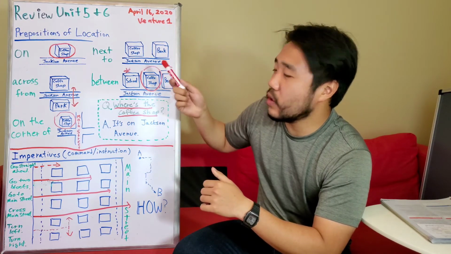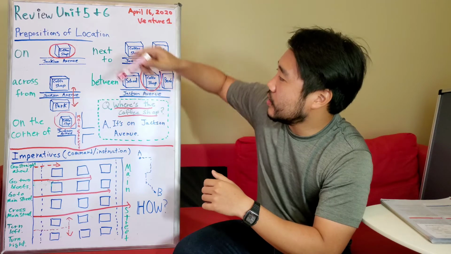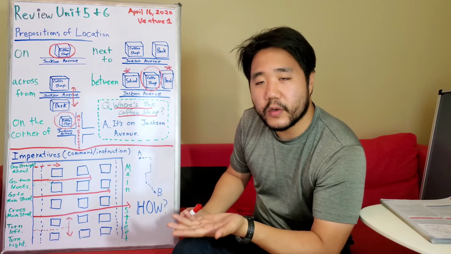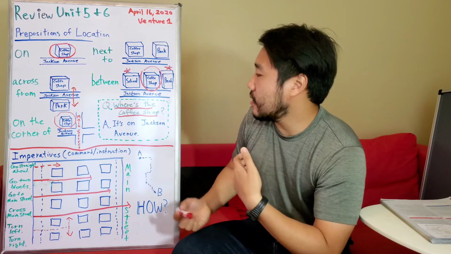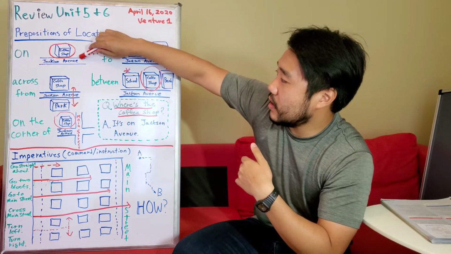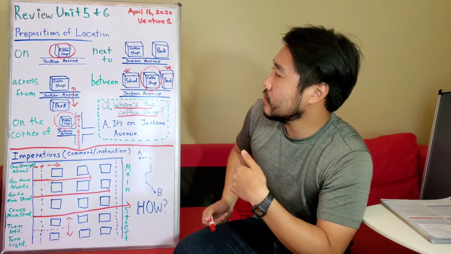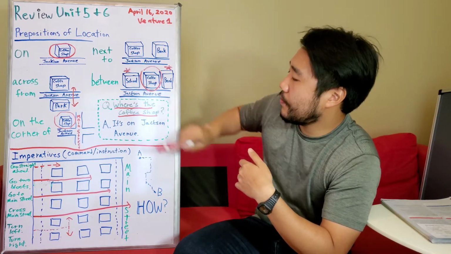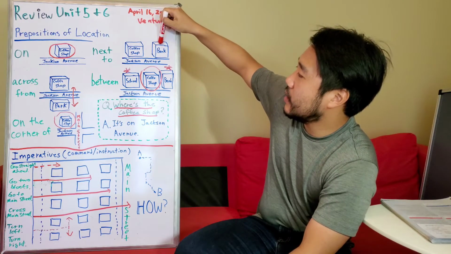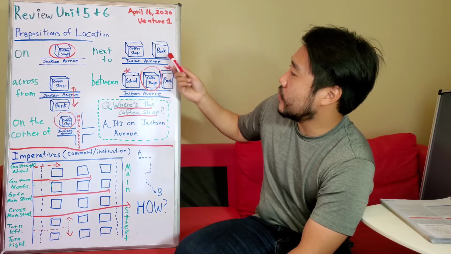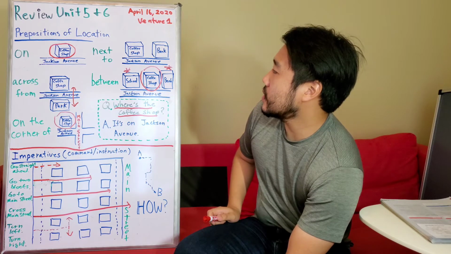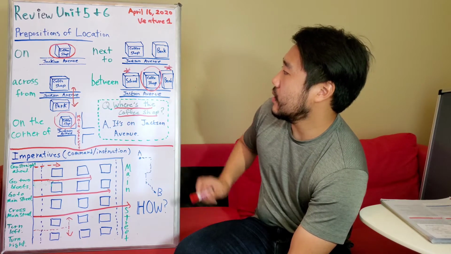So let's go over each one of them. For on, there's a coffee shop here on Jackson Avenue. If someone asks you where's the coffee shop, you say it's on Jackson Avenue. It's on this avenue. Okay? Next to, this time we have a coffee shop here and a bank. So I say, where's the coffee shop? You say, it's next to the bank.